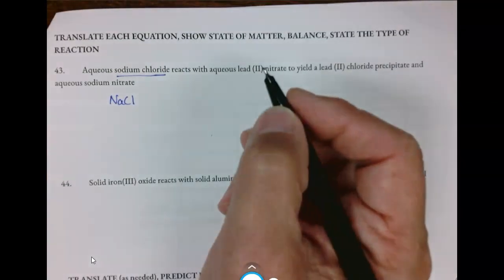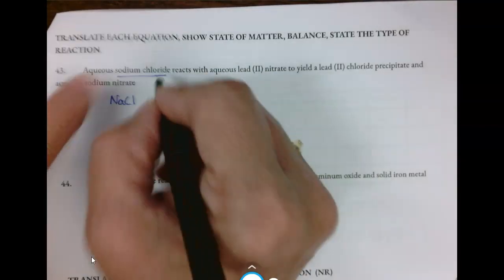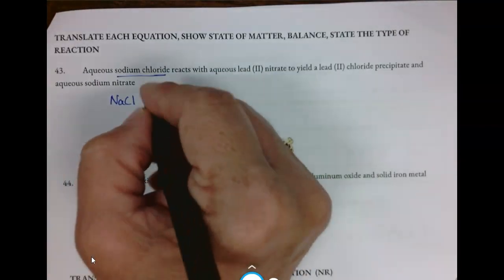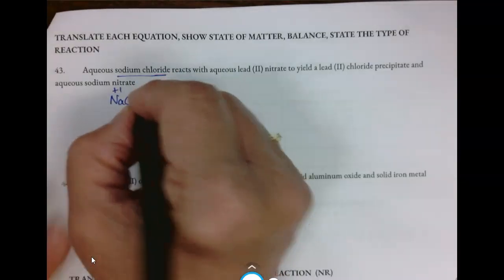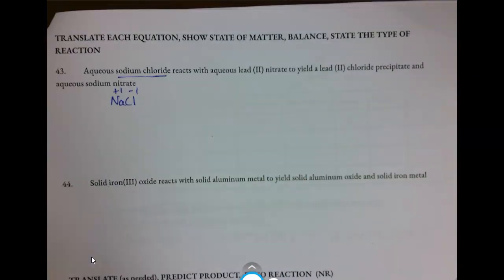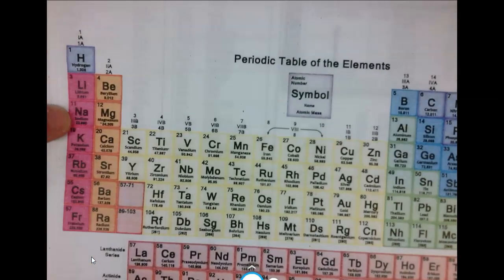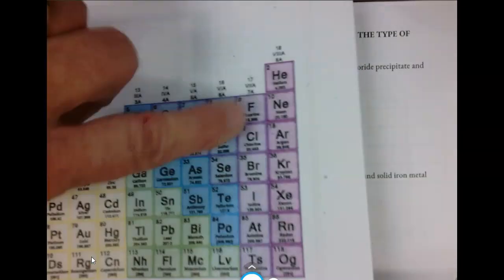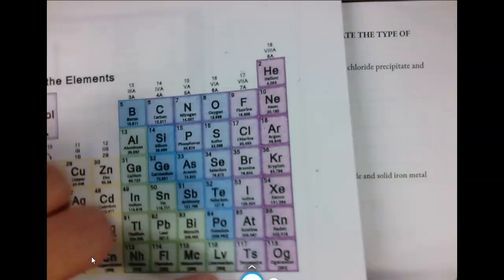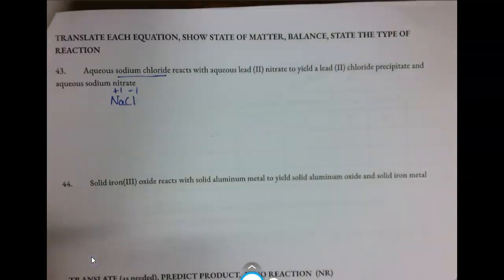Now, one of the things that I need to do is always check the charges. So anytime I write from a word to a symbol, I have to check the charges. So sodium is a +1. Chlorine's a -1. If you don't know where I'm getting those, again, from the periodic table, sodium is over here. It's a +1. It's in the first column. Chlorine is over here in group 17, not number 17, group 17 on that. So it is a -1.